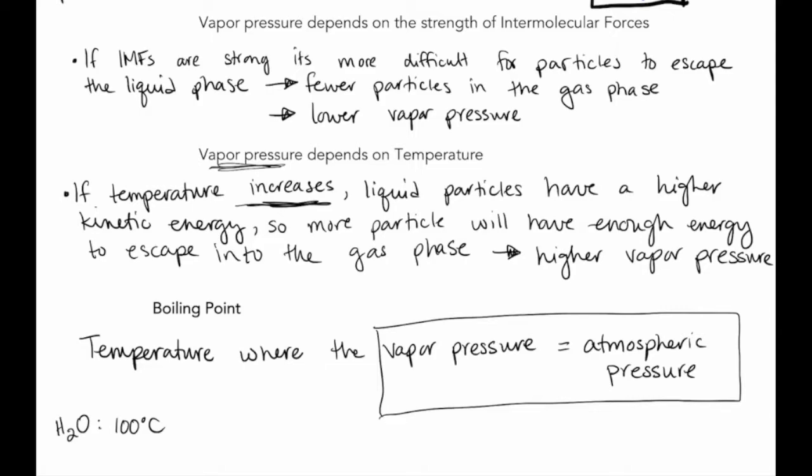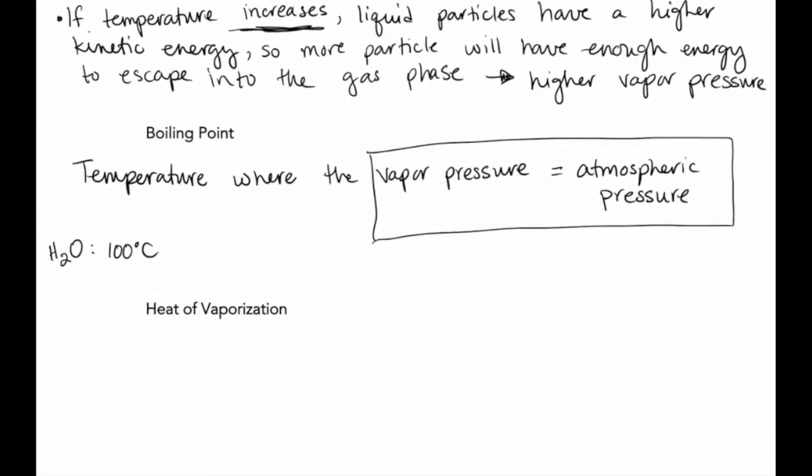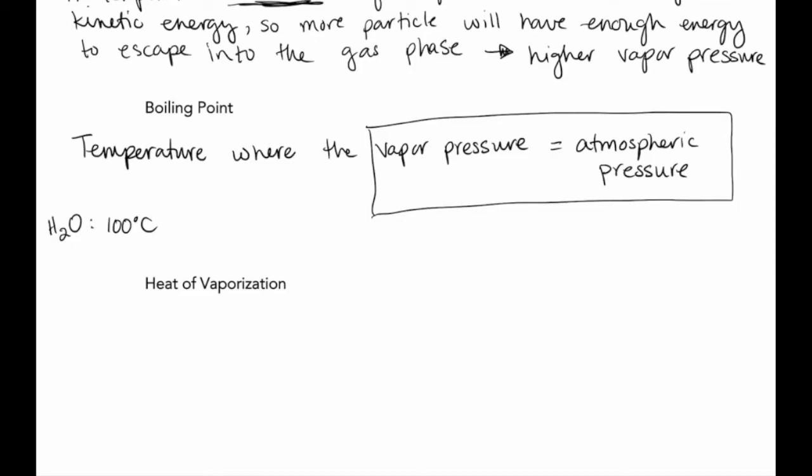The amount of energy involved: we see that with water, we have to heat it up to get it to change phase from liquid to gas. And the amount of energy has a specific term to it. It's called the heat of vaporization. This is going to be the energy required to vaporize a liquid.